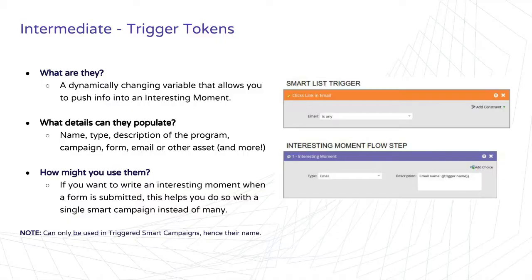So intermediate tokens. I'm not going to spend too much time on these ones because we want to focus a little bit more on the advanced stuff, on the fun stuff. But we're going to start off by looking at the trigger tokens. So what are they? These are dynamically changing variables that essentially allow you to populate information into things like interesting moments. They can populate a lot of different information.